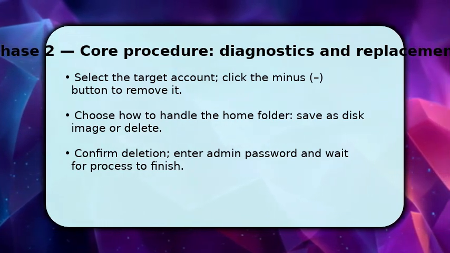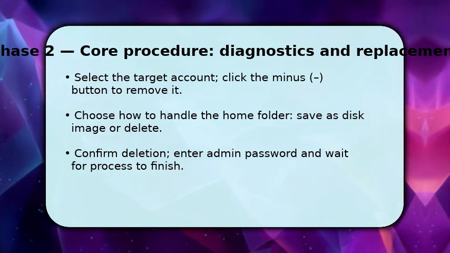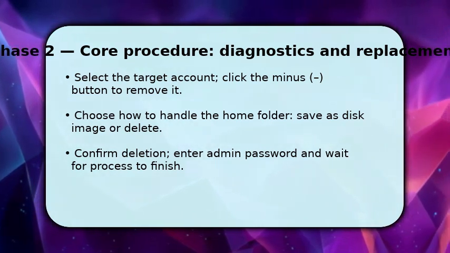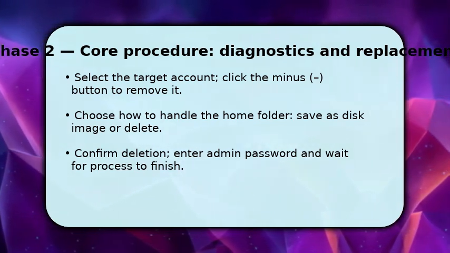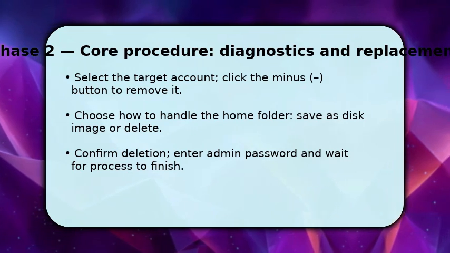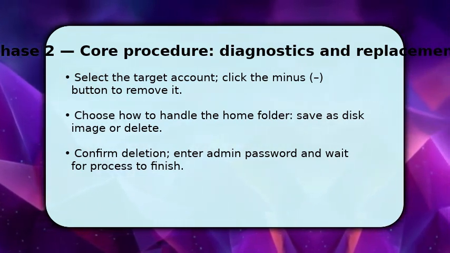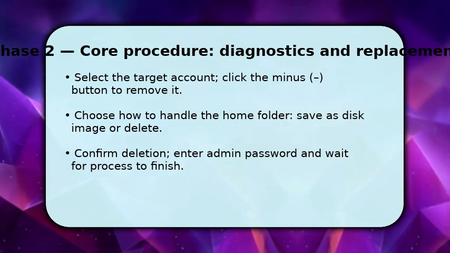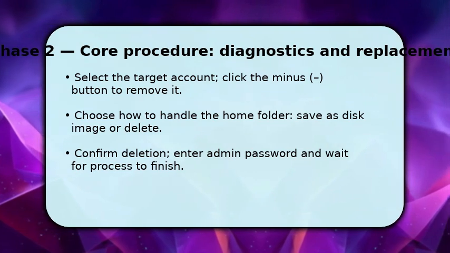Pause to choose how to handle the home folder. Save as a disk image if you might restore files later, or delete the home folder to free space immediately. The why is simple: preserve data versus reclaim storage. After picking an option, confirm the deletion when prompted and re-enter your admin credentials. The system will process the removal, which may take a few minutes depending on folder size.